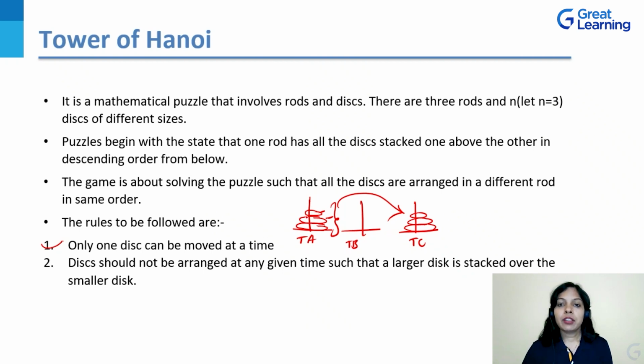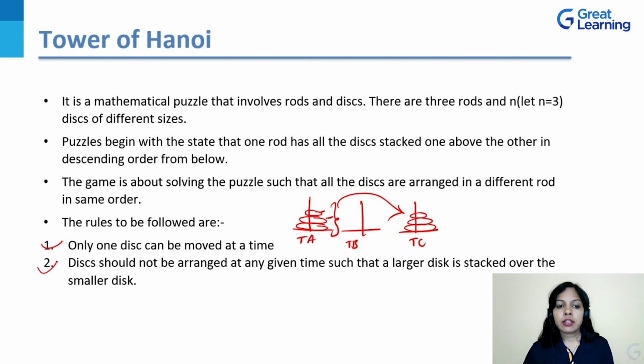The rule says that only one disk at a time can be moved from any one tower to the other. Meaning, if you are moving the smaller one, only the smaller one can be moved. Then the next one you can move, then the next one you can move. Not all together, and not even two together can be moved from one rod to the other. That's the first rule.